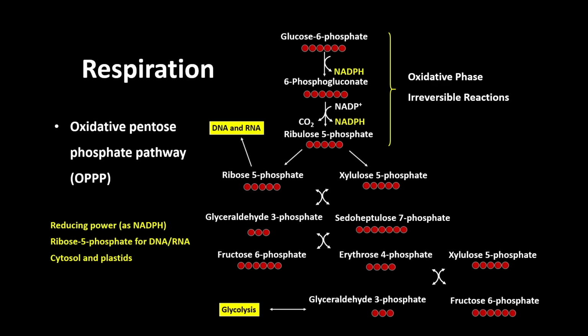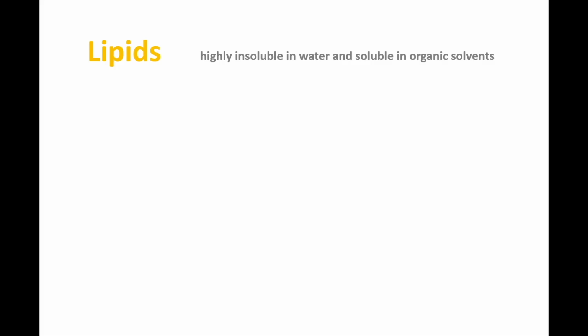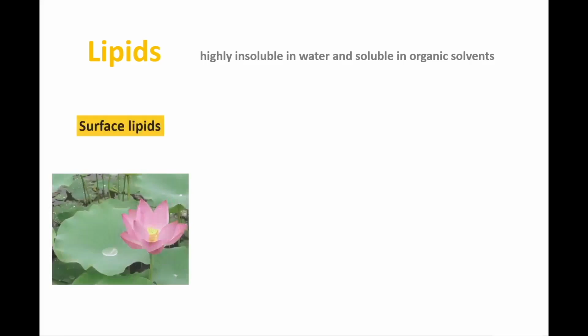Now we are moving into lipid metabolism. What are lipids? Lipids are a class of molecules that are highly insoluble in water and soluble in organic solvents. Some lipids are found in the outer layer of plants, essentially the wax-like material on plant leaves, stems, and fruits, which makes them waterproof. This lipid covering is kind of like an extra barrier.